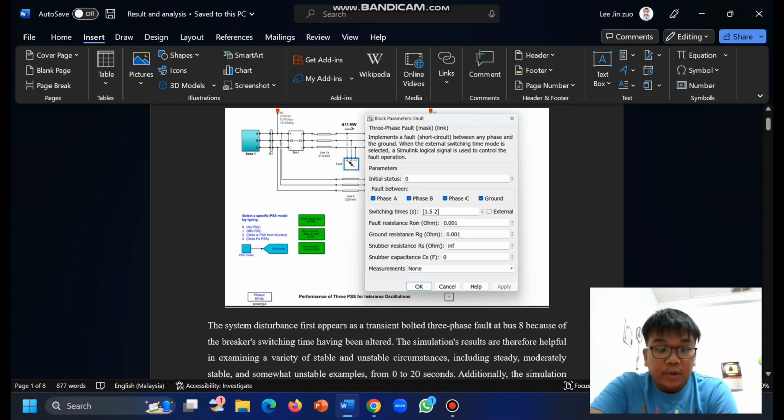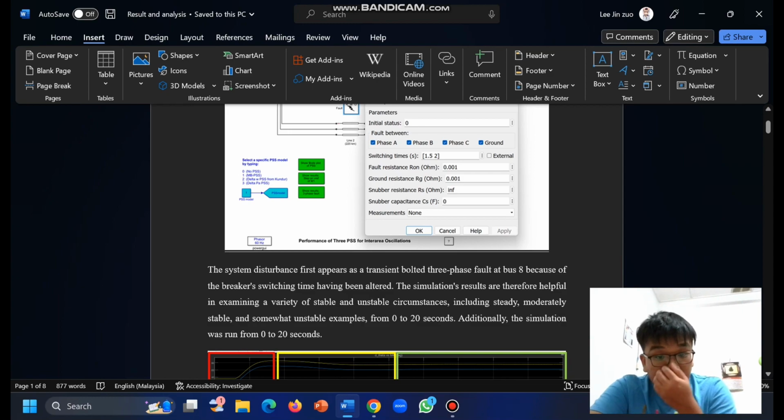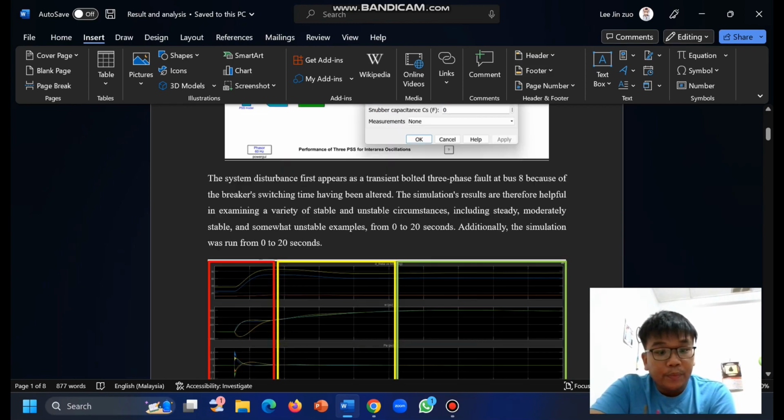The system disturbance first appears as a transient 3-phase fault at bus 8 because the breaker switching time has been selected. The simulation results are therefore helpful in examining a variety of stable and unstable circumstances, including steady, marginally, and somewhat unstable examples from 0 to 20 seconds.